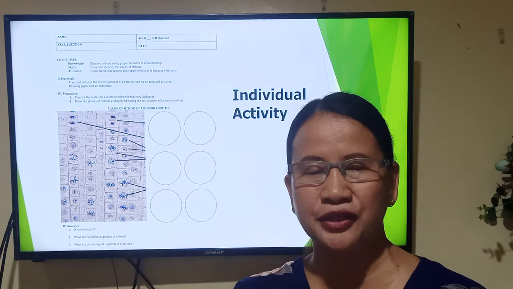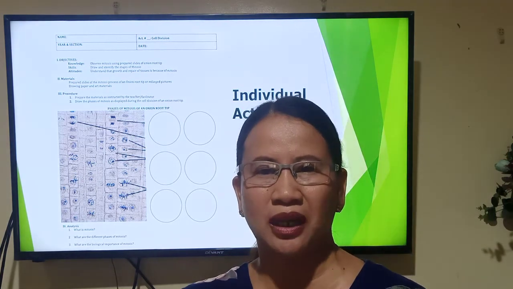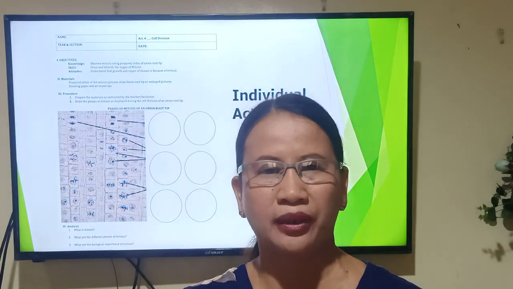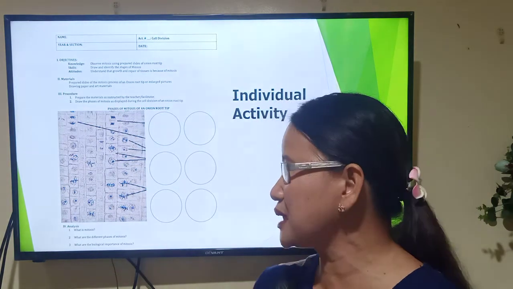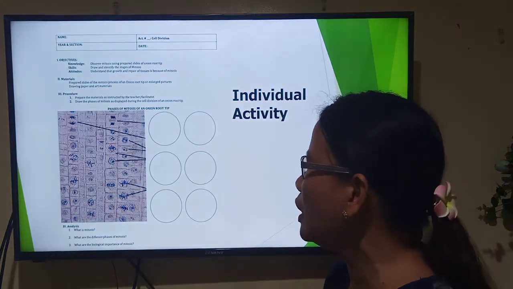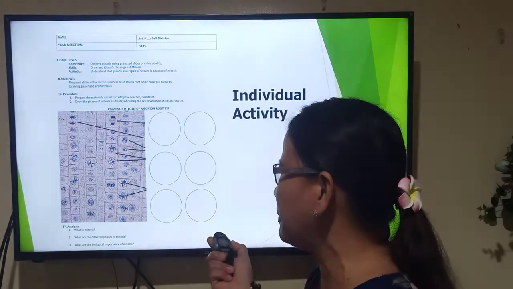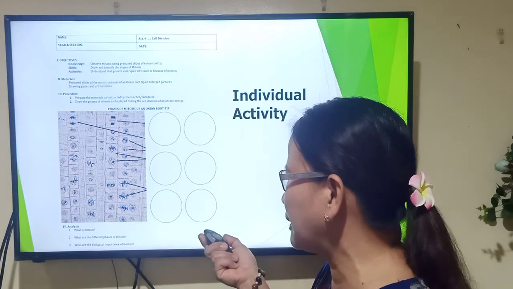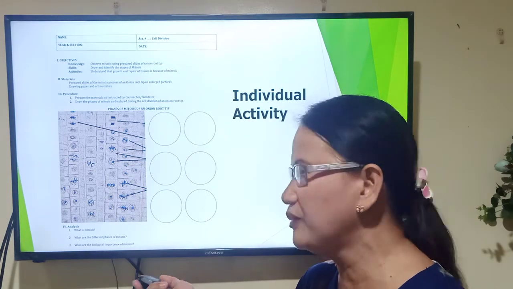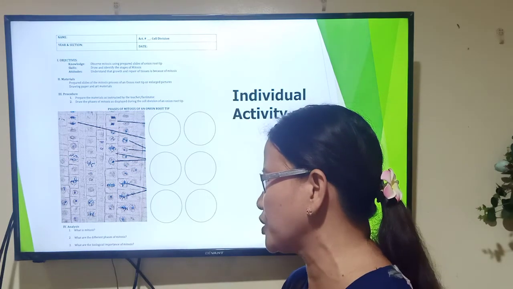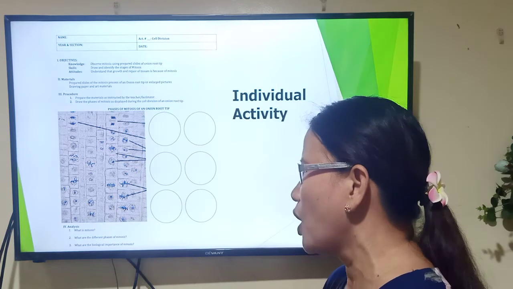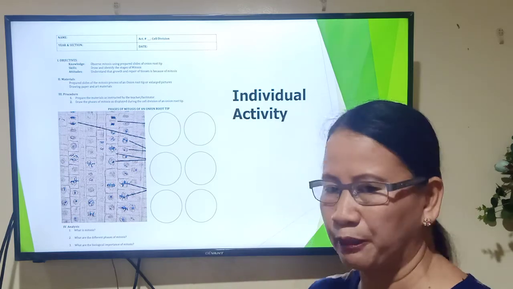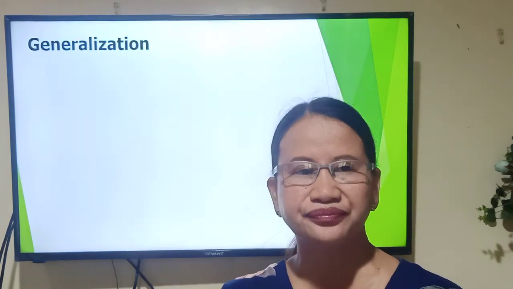Now I'll give you an individual activity. In this individual activity, I will give you a prepared slide, and you can get the microscope in our cabinet. In this activity, you're going to draw the phases of mitosis that you have observed, whether it be prophase or metaphase, in the circles provided. And then you're going to answer these questions. What is mitosis? What are the different phases of mitosis? What is the biological importance of mitosis?